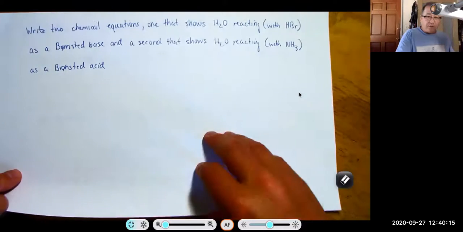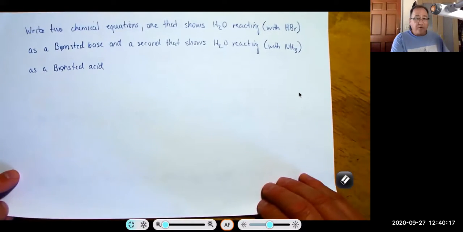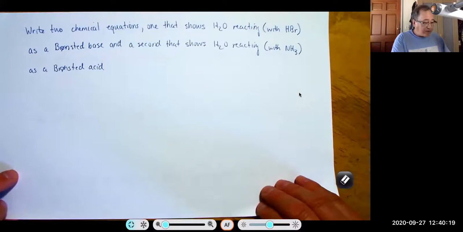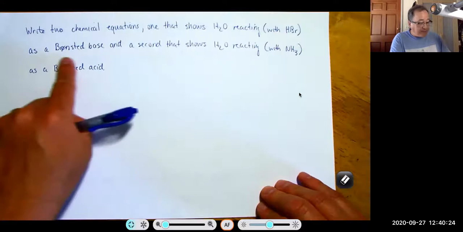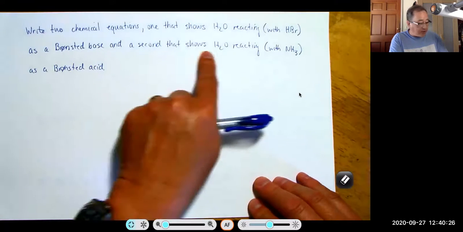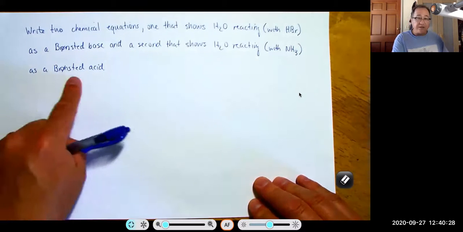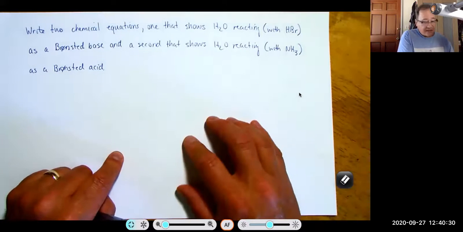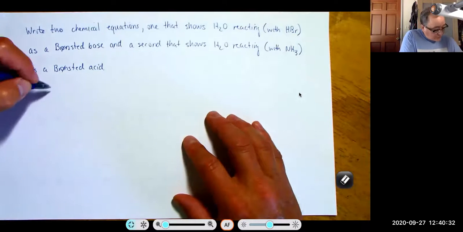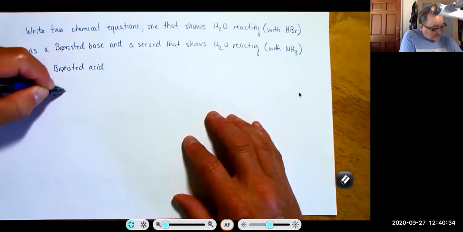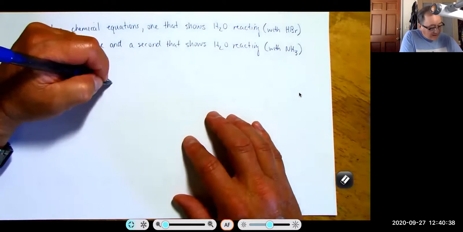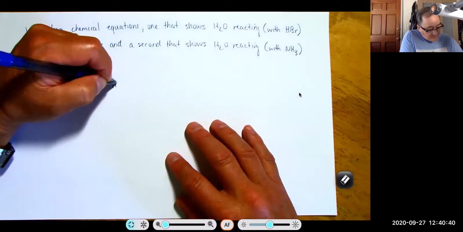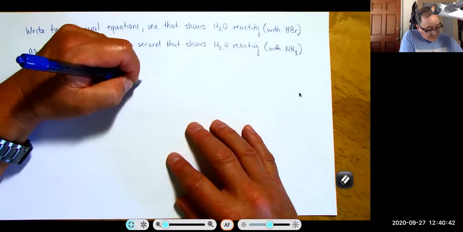Okay, we have two more problems here. Write two chemical equations, one that shows H2O reacting with HBr as a Bronsted base, and a second that shows H2O reacting with NH3 as a Bronsted acid. So here we're going to put H2O as a Bronsted-Lowry base. So we're going to have HBr react with H2O.